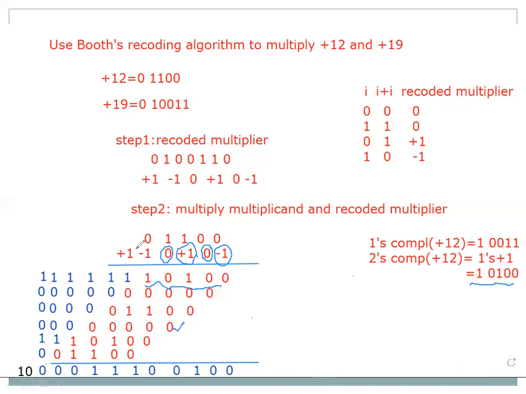So what about your next recorder multiplier value? It is -1. Then you have to use the 2's complement of the multiplicand. So you are going to fill this row with the 2's complement of the multiplicand. What is your 2's complement of multiplicand? It is 10100. So you start filling this row from right to left. Therefore 00101. So what about your last bit? It is +1. If the recorder multiplier is +1, you are going to use the multiplicand as such. What is your multiplicand value? 00110.